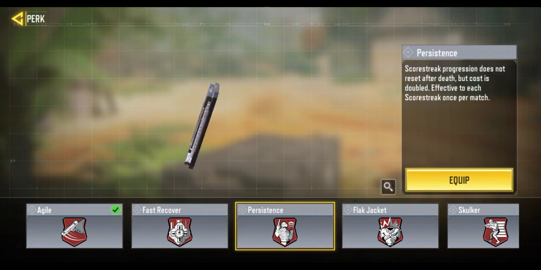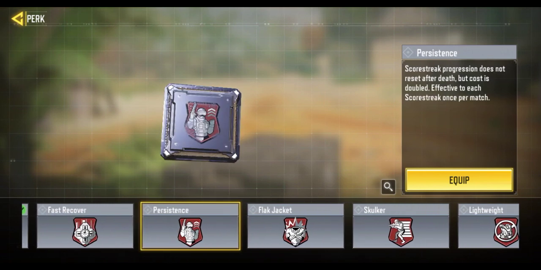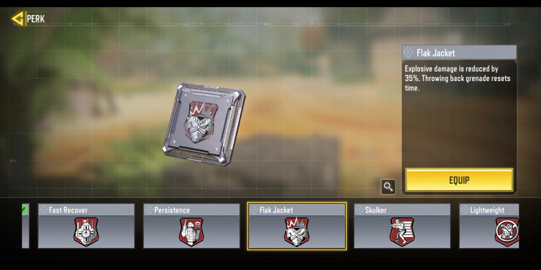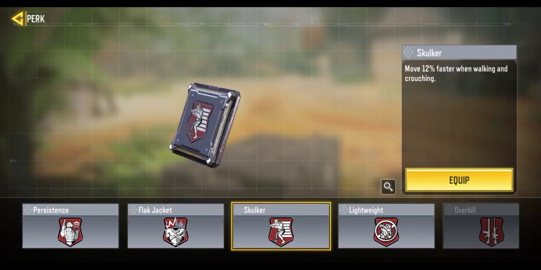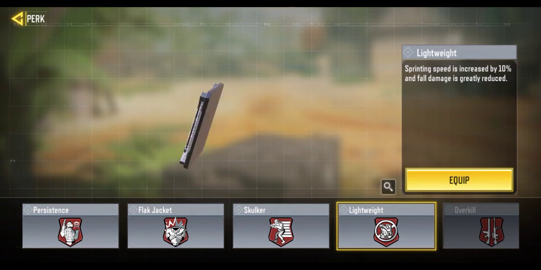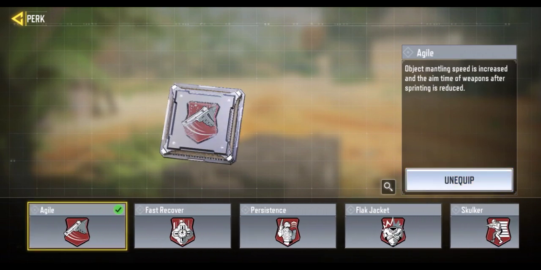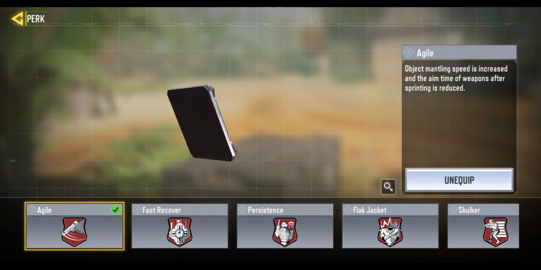Nothing like this. If you are doing Hardpoint, then use this. If you get so many trip mines, then use this. It is, what can I say, not good. Lightweight, so I use Agile because object magnetic speed increases and aiming time of the weapon after sprinting is reduced.